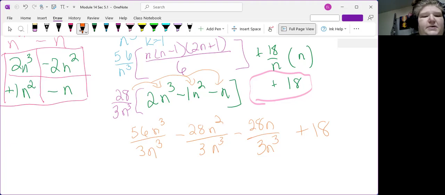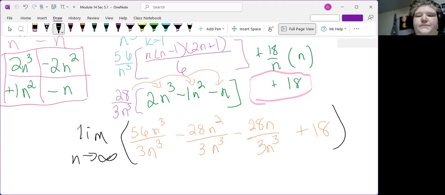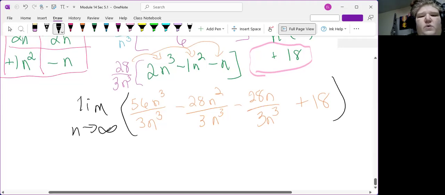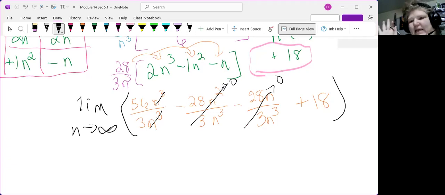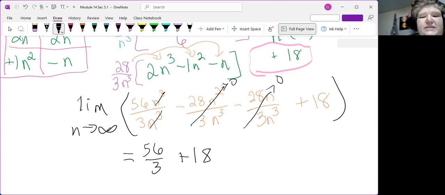All right. So let's bring that in, our official limit as n goes to infinity of this whole gigantic thing. So this front one here, we get 56 over 3 because the n cubes are going to cancel. N squared over n cubed, my bottom is bigger. This whole thing will go to 0, and this whole thing will go to 0. But the plus 18, it's a constant, so as n goes to infinity, it's like, I'm still 18, still 18. So our result is going to be 56 thirds plus 18.